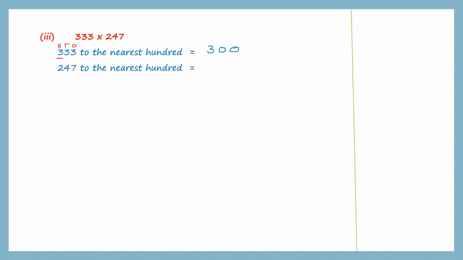Now 247 to the nearest hundred. In the hundreds place we have 2. To its right we have 4 which is less than 5. So 2 will remain the same followed by 2 zeros. Now the required product will be 300 into 200. So again here also let's multiply only 3 into 2. 3 twos are 6. Count the zeros. 1, 2, 3, 4.